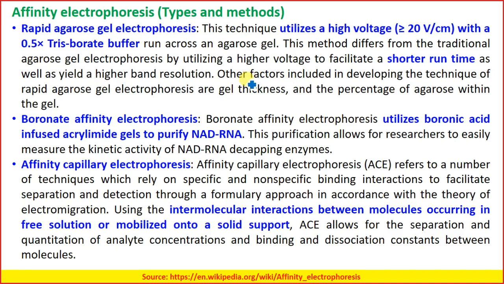Then the second type of affinity electrophoresis is rapid agarose gel electrophoresis. Herein, we can utilize a high voltage, usually greater than 20 volts per centimeter, with a 0.5x Tris borate buffer. Okay, and it is used to run the electrophoresis, and it usually has a shorter run time.